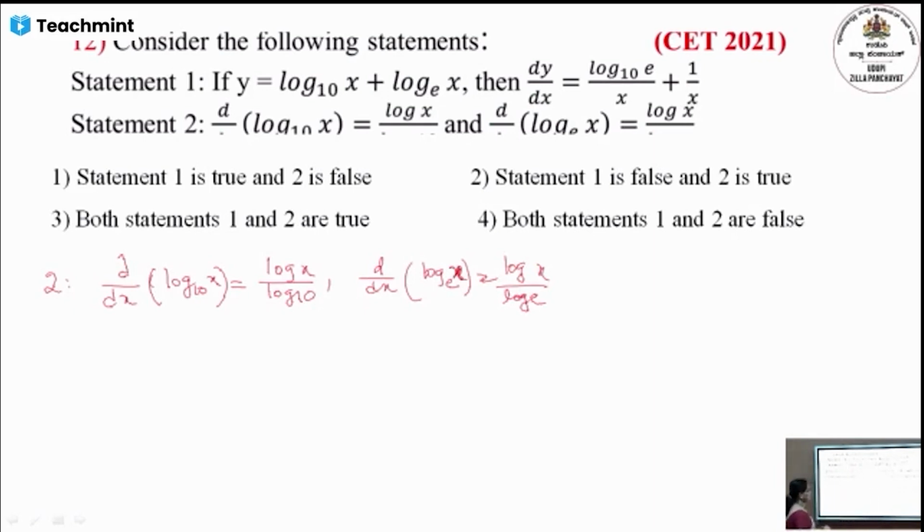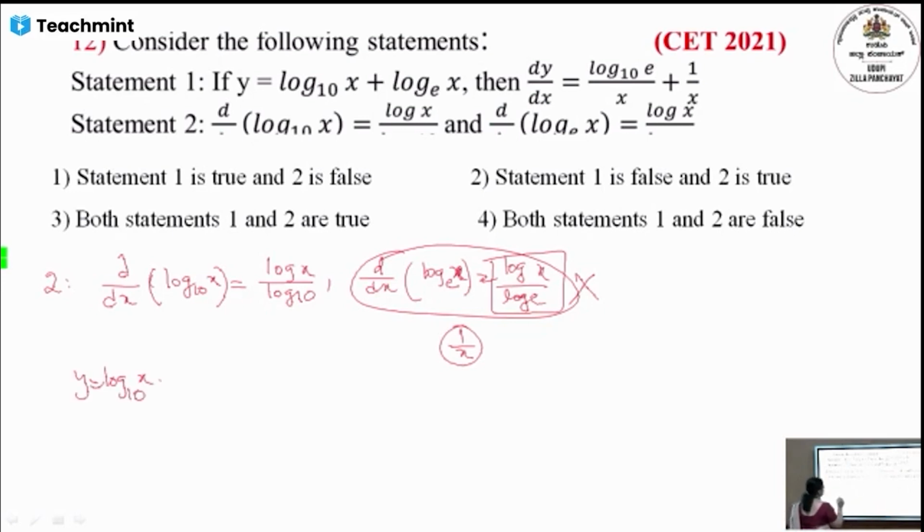If you look at statement 2, can you see that the derivative of log x is what? What is the derivative of log x? It is 1 by x. Derivative of log x is 1 by x. Here what is given? Log x by log e. That is not possible. Therefore, statement 2 is false. There are two options, first option and fourth option. So I have to verify whether statement 1 is false or true.